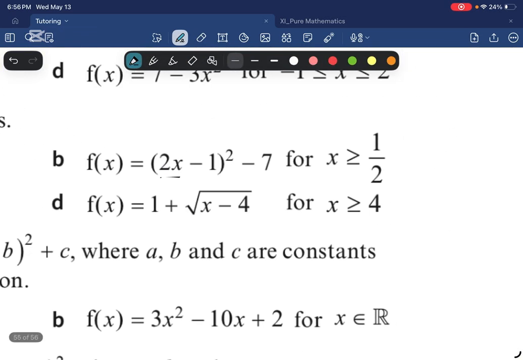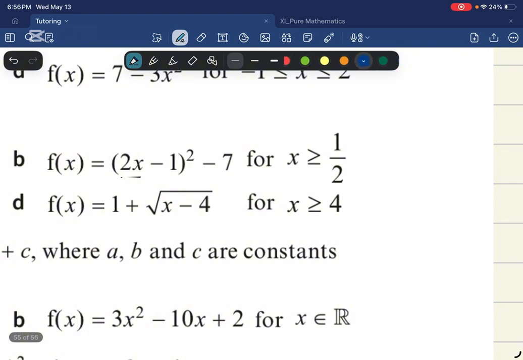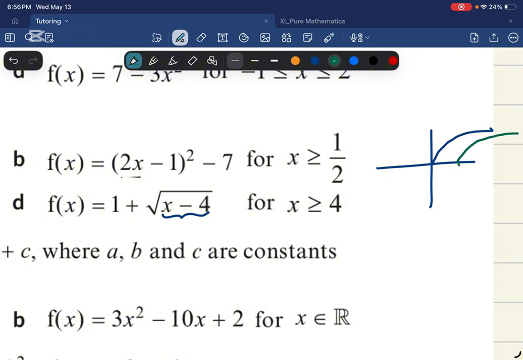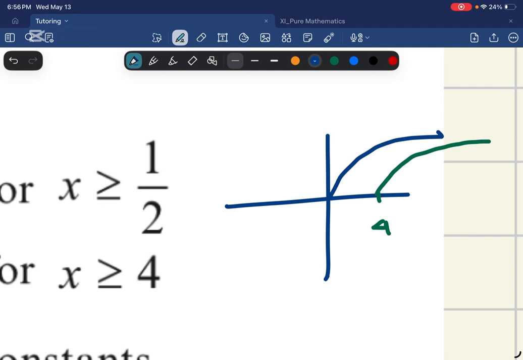All right. So now let's remember the square root function. Your square root function looks something like this, right? And this just tells me to shift my square root function 4 units to the right. X minus 4 means shifted 4 units to the right. So my graph looks something like this. This is 4, and I need to shift it 1 unit up.